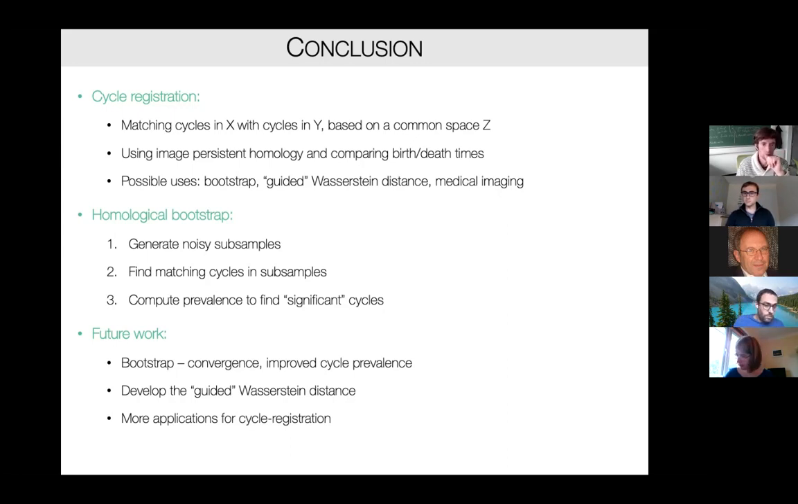The idea of the guided Wasserstein distance, I think it's pretty cool. And the question is how to properly do that, and what examples to show that it's really useful. And also, ultimately, look for more applications for this cycle registration to show that it really can be useful in other areas.